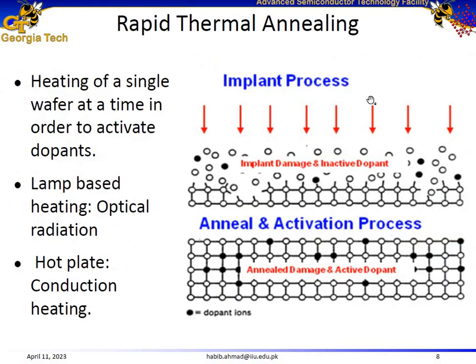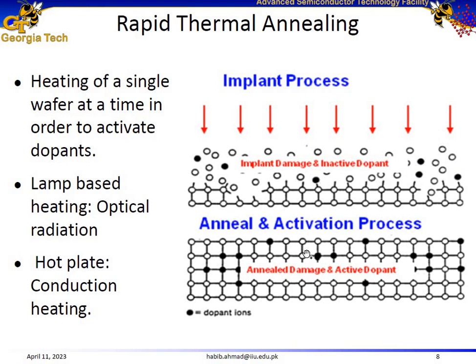In rapid thermal annealing, for example, consider the process of ion implantation. So as we all know, ion implantation introduces damage into the crystal lattice. We have high energy ions hitting the atoms on their lattice sites and dislodging them from their lattice sites. And we have a lot of dopant atoms inside this crystal lattice.